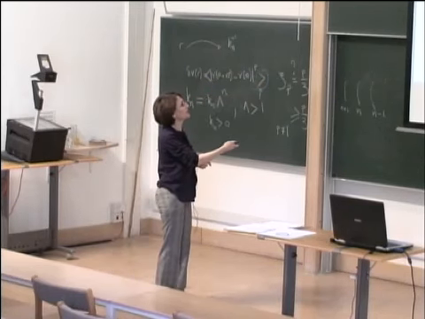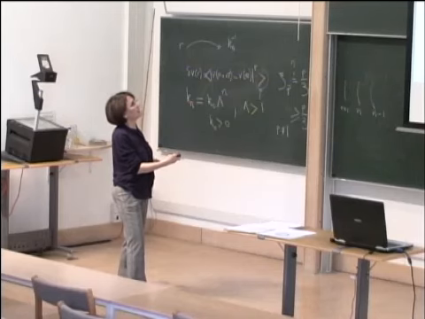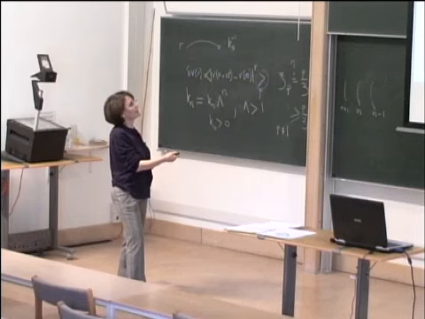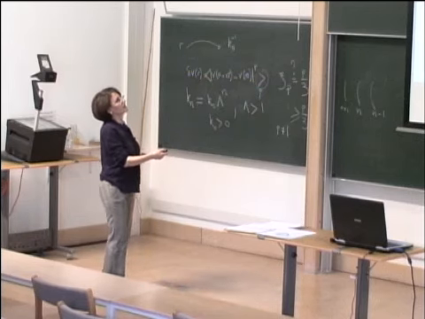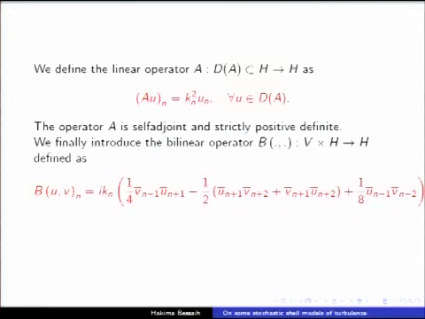So first of all, let me introduce the infinite dimensional setting. I will write it in the abstract sense. I will define the space H, obviously the Hilbert space H, the equivalent of the infinite square-summable sequences, the small l2. I will define the scalar product on H. I will define a norm. I will define an operator A, and I will define the norm in V as the sum of k_n squared |u_n| squared, the summation, and the domain of A as this domain.